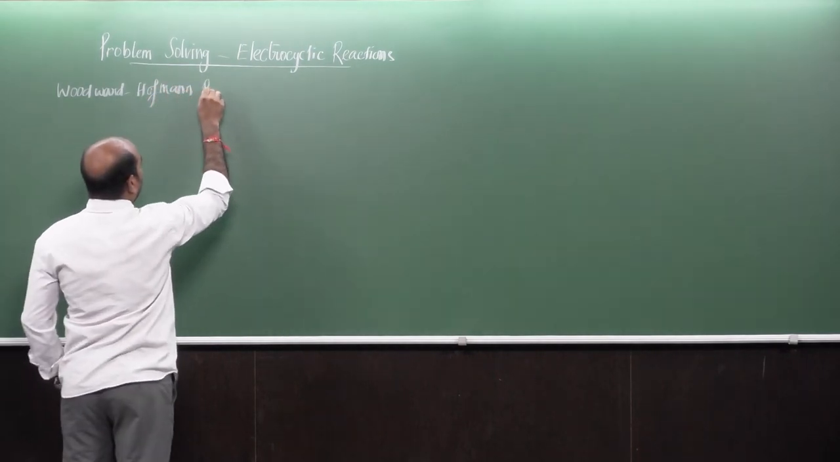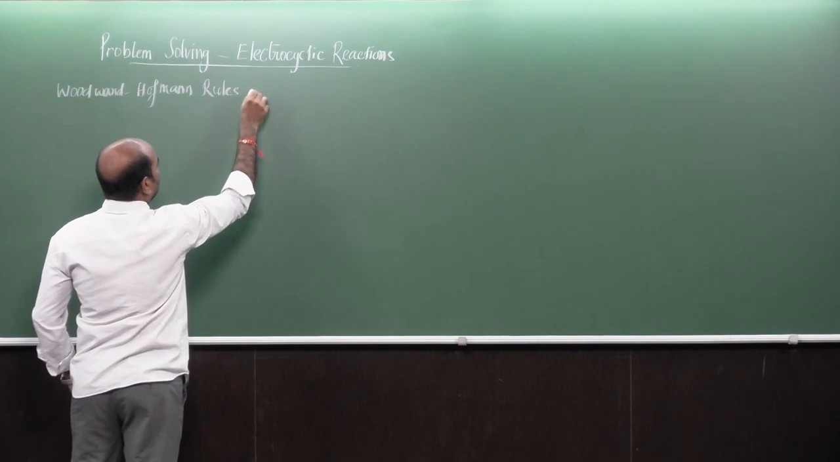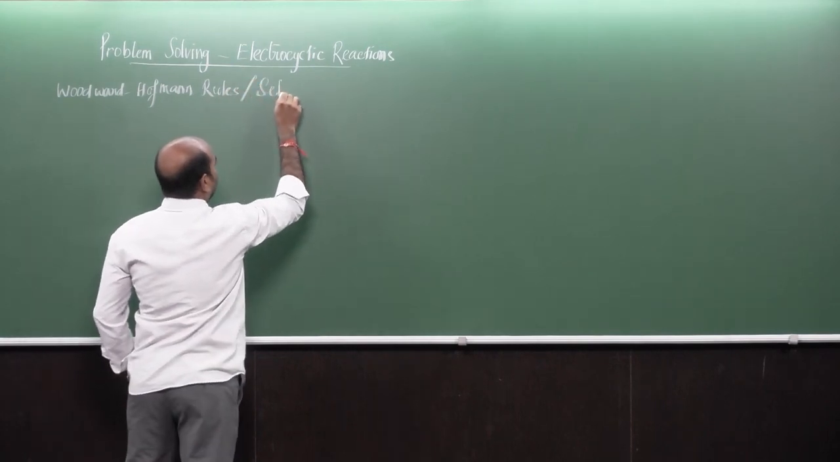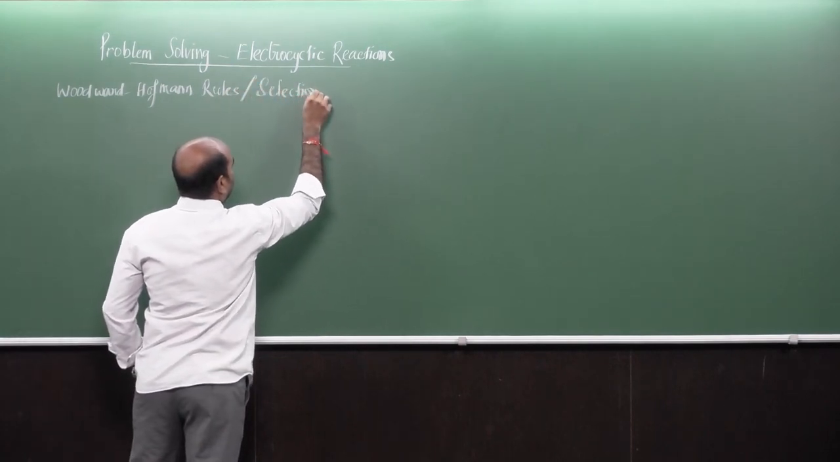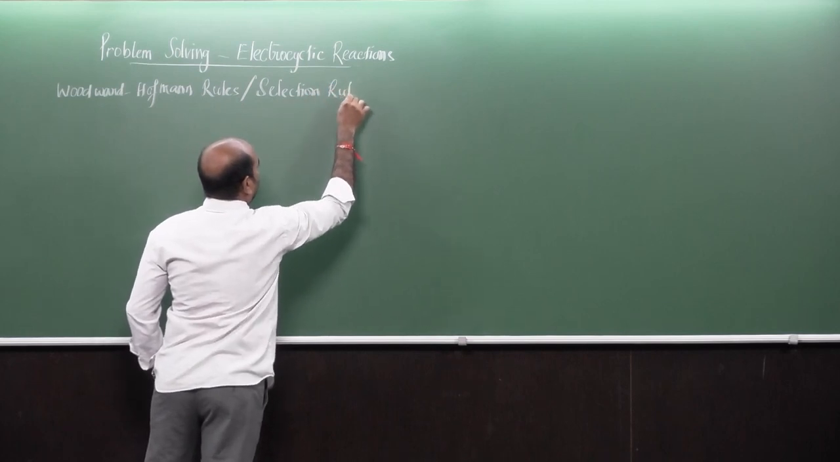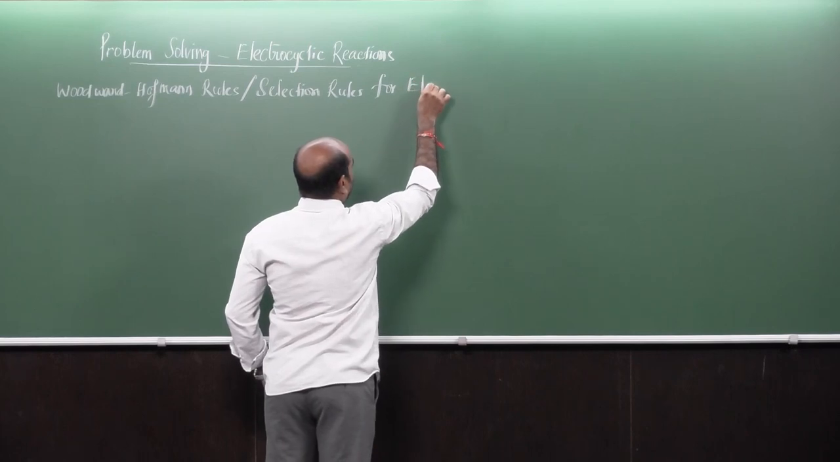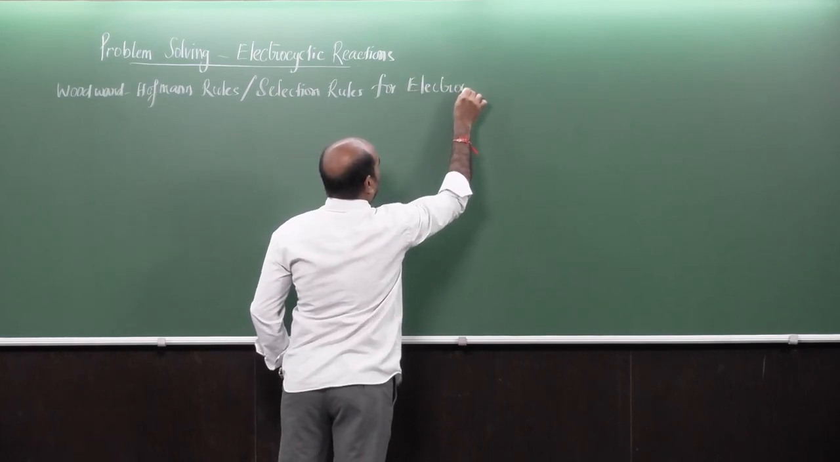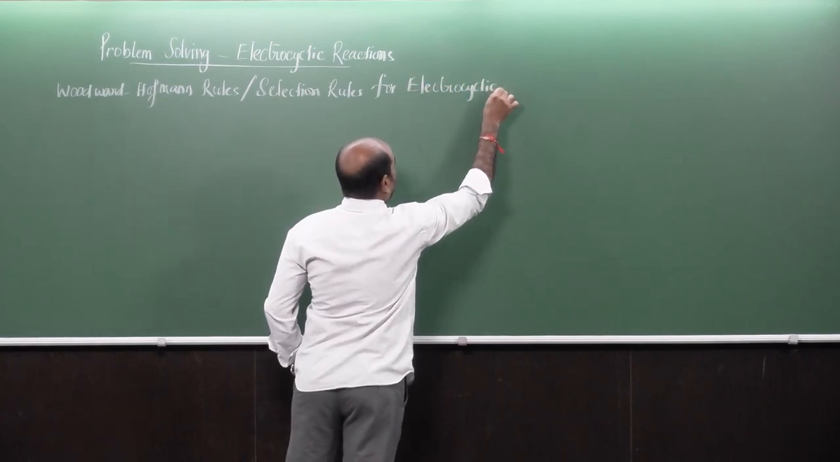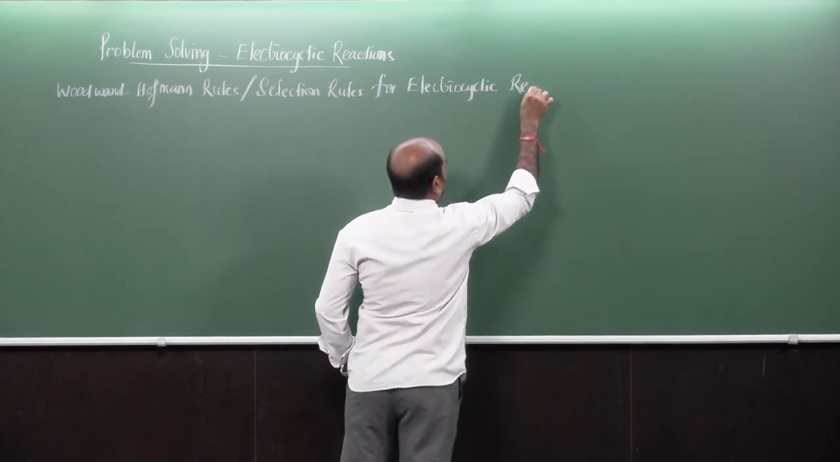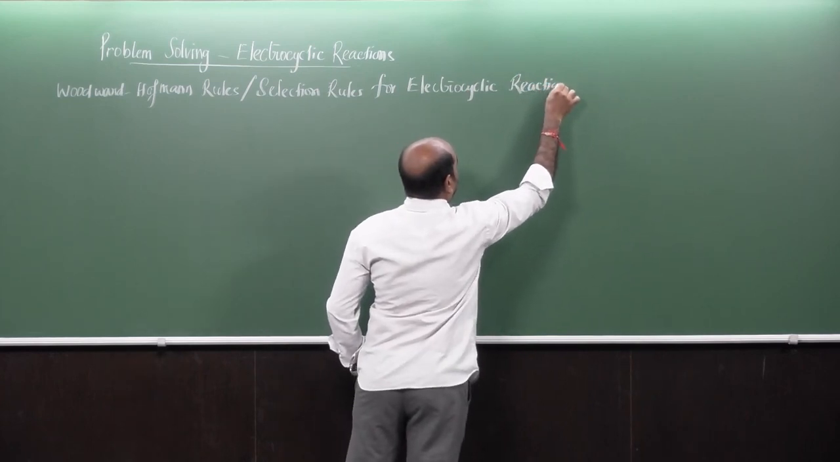Woodward-Hoffmann rules are selection rules for electrocyclic reactions.